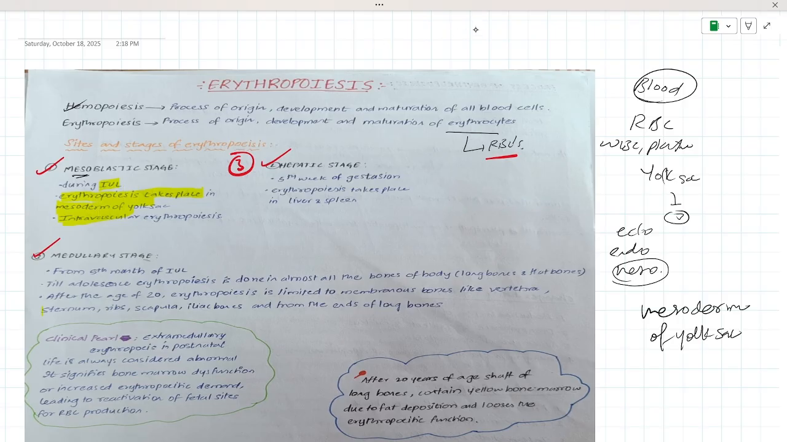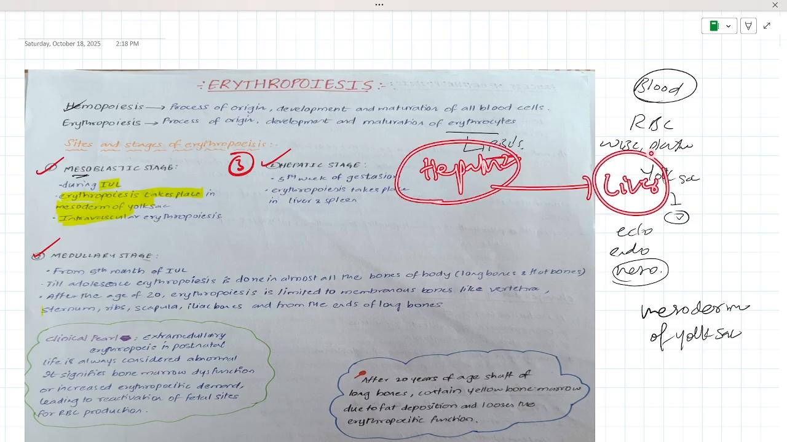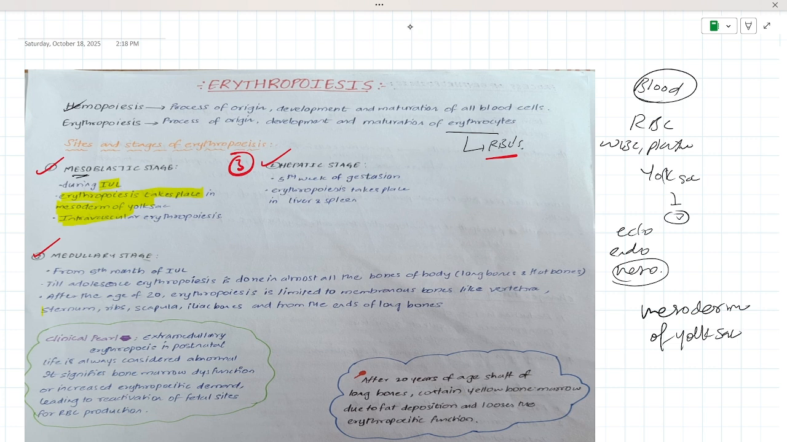Now let's try to understand what the hepatic stage is. As the name suggests, hepatic means liver. This hepatic stage starts from the fifth week of gestation. From the fifth week of gestation, the erythropoiesis, that is the synthesis of RBCs, takes place in the liver and spleen. This is the hepatic stage.